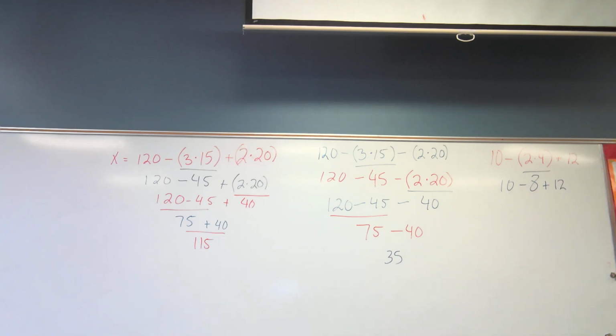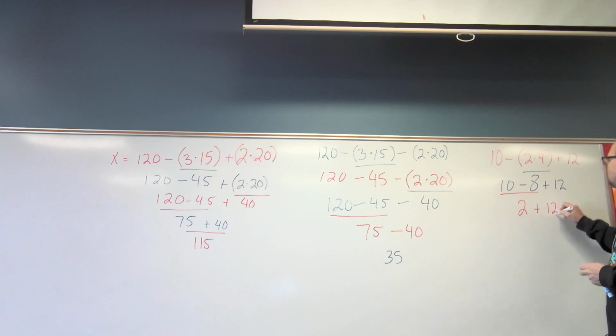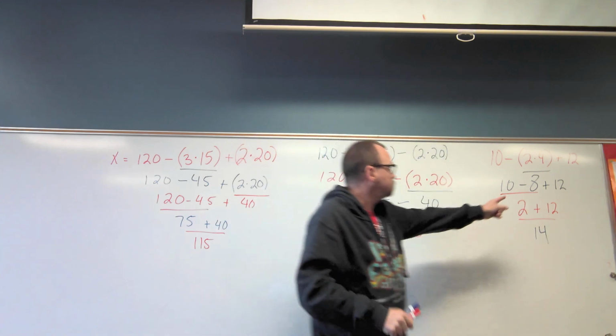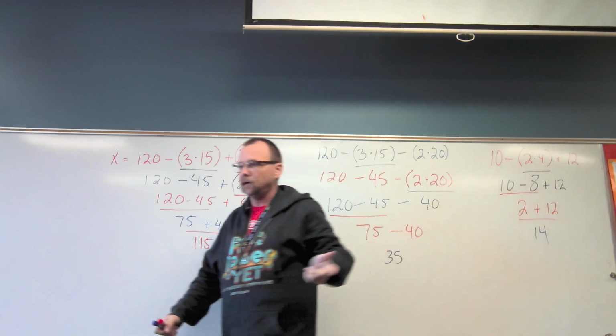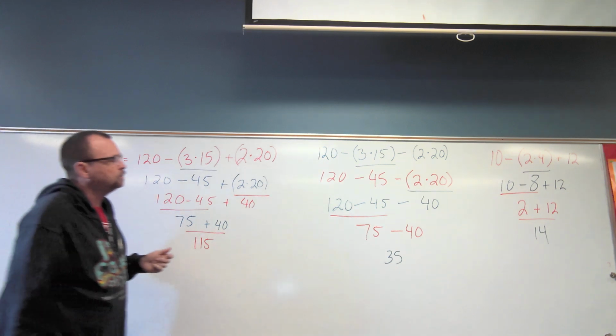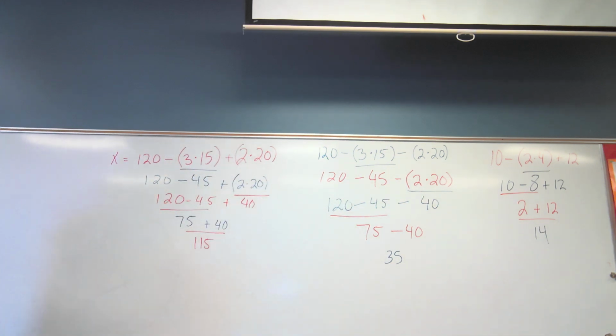What do I do next, Caden? 10 minus 8, which is 2. Then I do plus 12. And Kaylee, what is 2 plus 12? 14. So a lot of people did this first. I don't know how they got what they got, to be honest with you. But I think they probably did the addition first and got 10 plus 12 is 20. And then I don't know how they subtracted 10 minus 20, but I'm just saying.